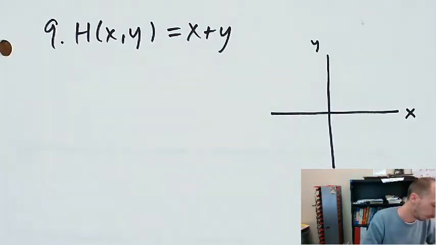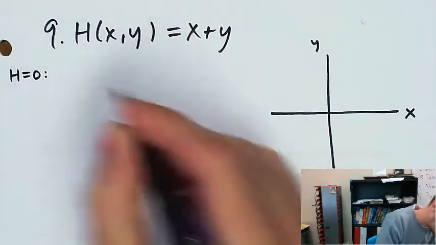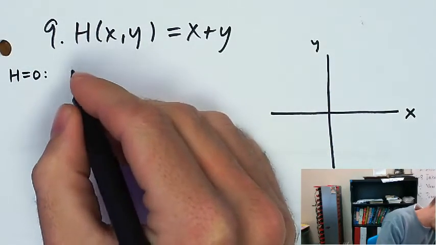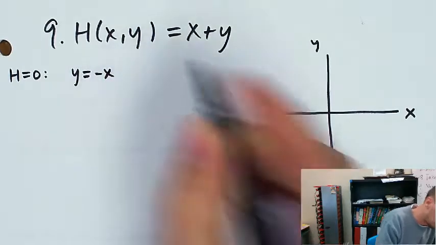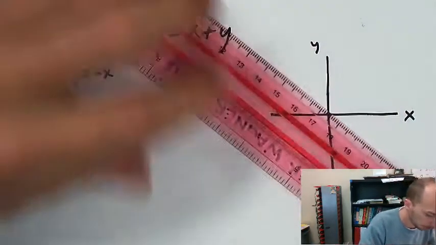All right, and so I'm going to start off with the level curve h equals 0. And that will be x plus y equals 0, or y equals negative x. So maybe I will sketch that contour in blue.